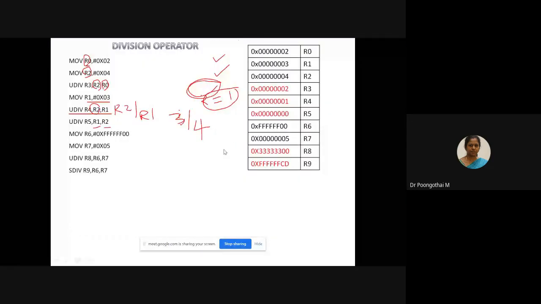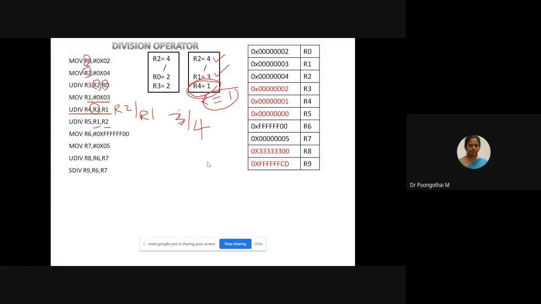So first, 4 divided by 2, we will be getting 2. 4 divided by 3, your R4 holds 1, the remainder will be discarded. Here 3 by 4 is equal to 0.75, so it's a fractional value. The fractional part is discarded by your UDIV instruction, and we are left with 0. So after execution, your R5 holds 0. Okay. So next, let's see about signed and unsigned division operations.